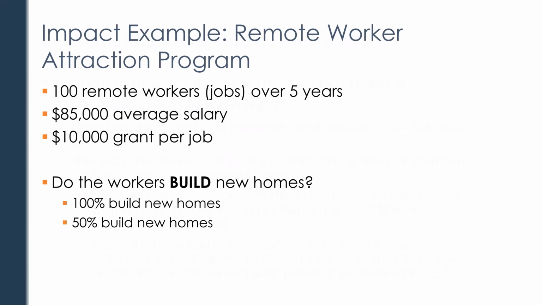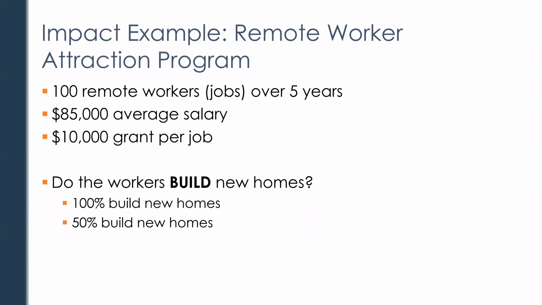Let me go into the Impact Dashboard again here. We'll do a different example now, looking at remote workers. We're going to think of this in a cohort of 100 jobs. So let's see if we can attract 100 remote workers over the next 5 years, maybe 20 jobs a year. We're going to assume they make $85,000 a year, and we're going to consider a $10,000 grant per job and wonder if that works out.